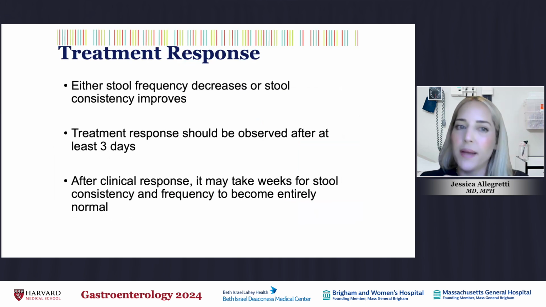And so how do we actually measure treatment response? Again, you want to see that frequency and consistency are improving. This should occur about 3 days after starting antibiotics. I always remind patients that often you won't snap back to completely normal right away. Some people will, but often you'll have more frequent or slightly mushier stools than normal because post-infection irritable bowel syndrome is a very real entity. And so I do a lot of counseling about that upfront.